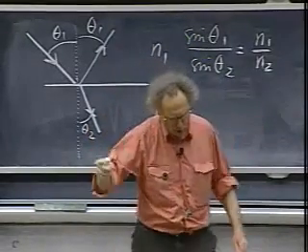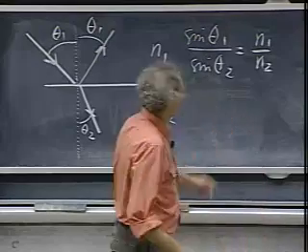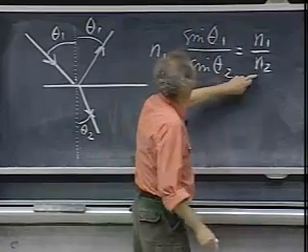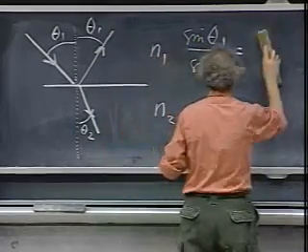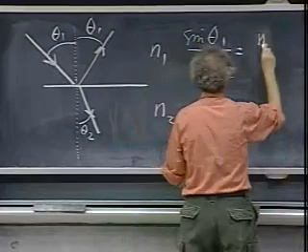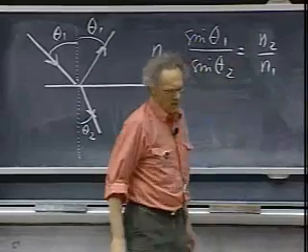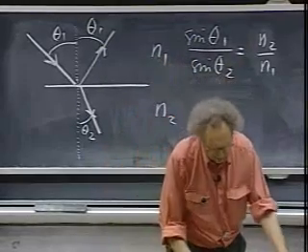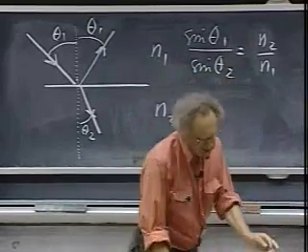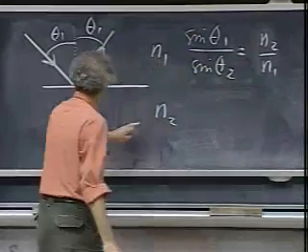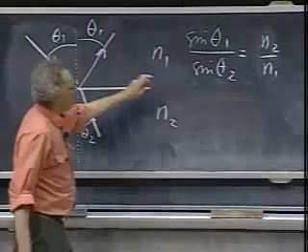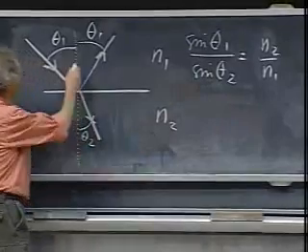Always the medium where you're going is up. The medium where, oh, it's the other way around. Ha! Good that I caught that. This is n2 divided by n1. So the medium that you're going to is up, and the medium where you came from is down. And so it's immediately obvious that if n2 is larger than n1, the angle theta 2 is always smaller than theta 1.